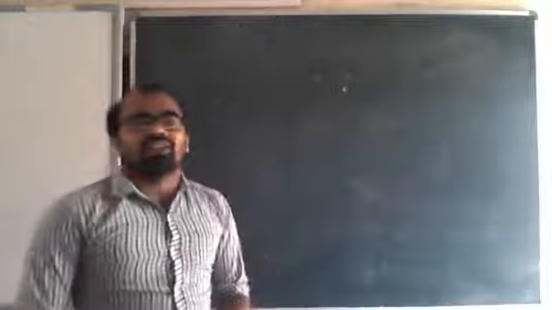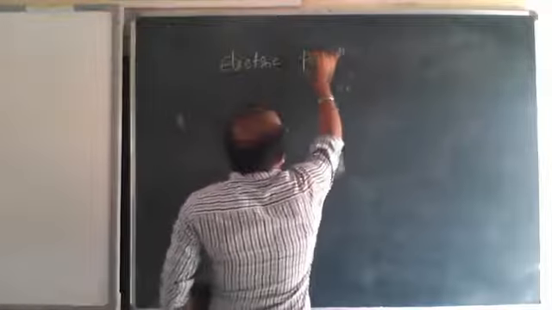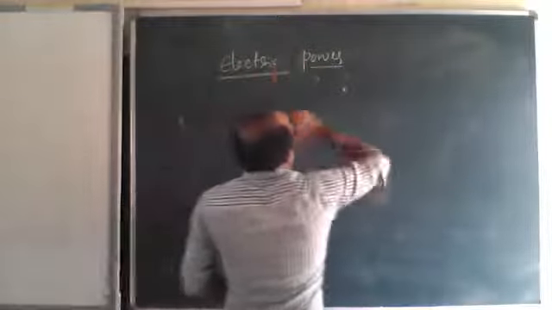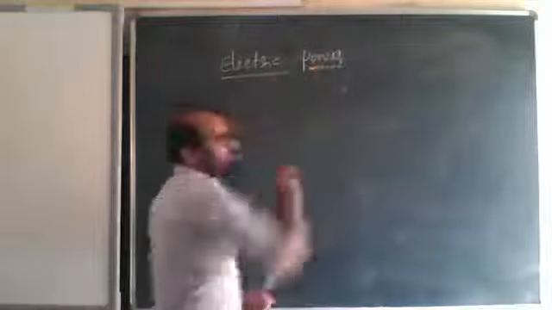We will move to the last concept of this chapter. That is, what is the last concept? Power. That is electric power. This is not a tough one. This is very easy. Electric power. We can say rate of doing work.